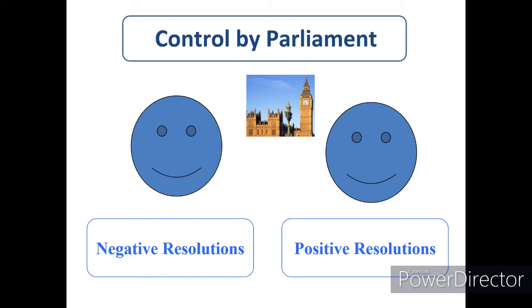Another control by Parliament are resolutions. And again, these refer to statutory instruments. And there are two types of resolutions, and these are sometimes called procedures. So the negative procedure or resolution and the positive procedure or resolution. The negative resolution is far more common.